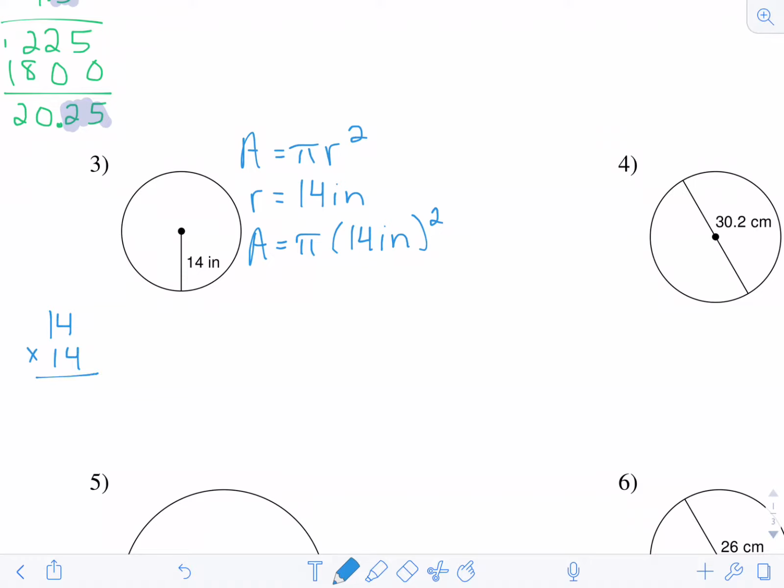4 times 4 is 16, carry my 1. 4 times 1 is 4 plus 1 is 5. There's my 0. 1 times 4 is 4, and 1 times 1 is 1. When I add this up, I get 6, 9, 1. So my area is 196 pi inches squared.